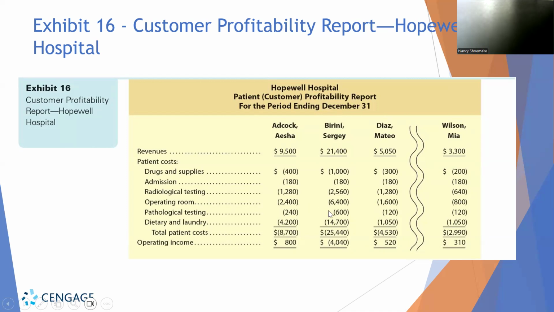He's been there a long time. Dietary and laundry, the operating room. He must have had a couple. Do you understand? As you allocate, this Barini lost money for the hospital. Now that's hard to believe because of the fees of a hospital, but you get what I'm trying to show you. So when you do it based on activity and what the costs are, you really see what people are needing.